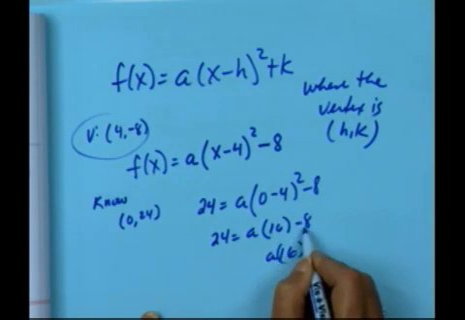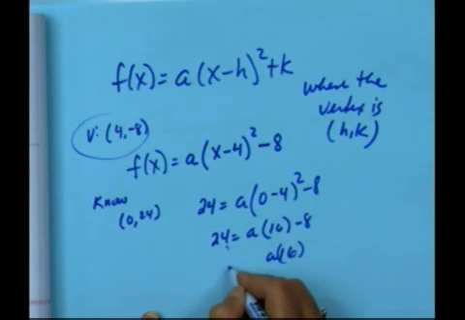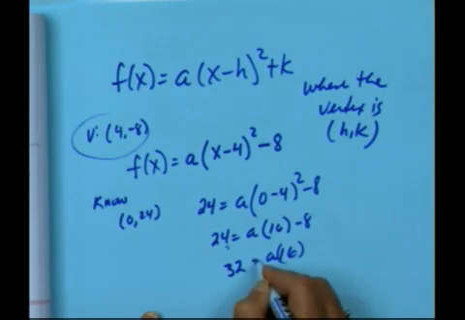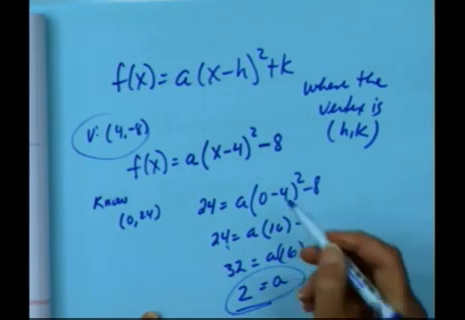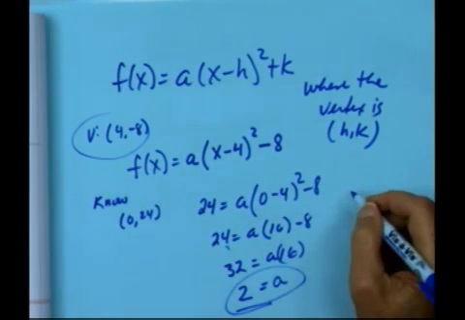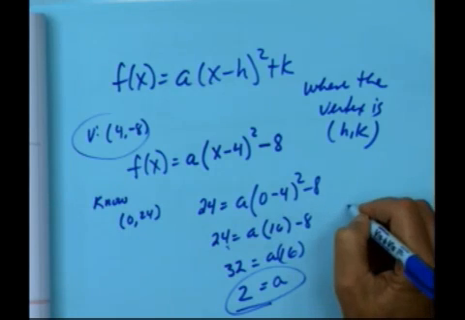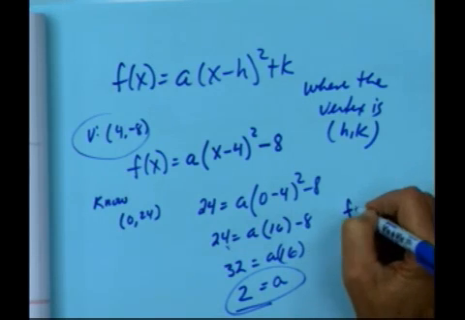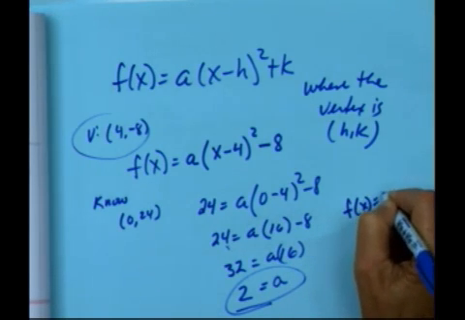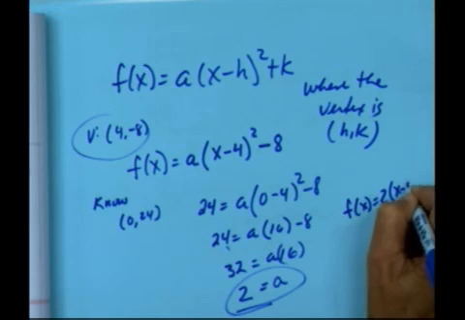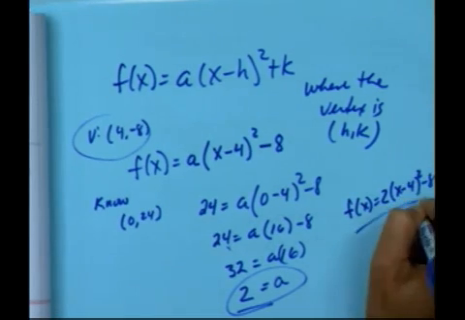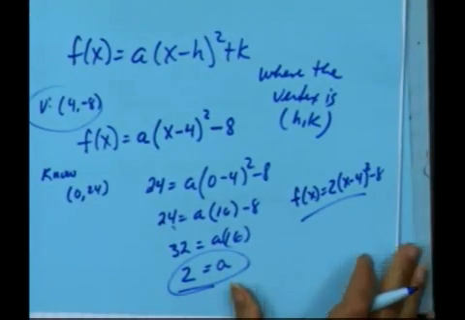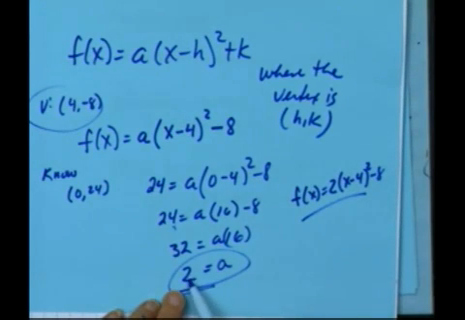16a, we'll add 8 to both sides. I guess that's 32. So a then is equal to 2. And so the question just asked for a quadratic function. It didn't say that you had to put it in any particular form. So I would quit at writing it as 2 times x minus 4 squared minus 8. Okay? Once you find out a is 2, you can just put it right back there.